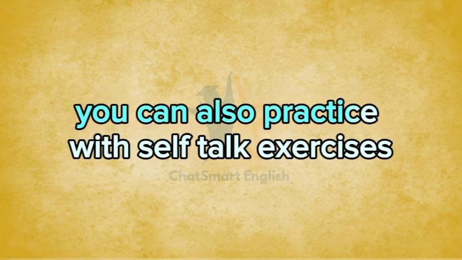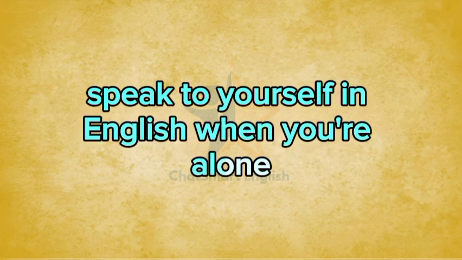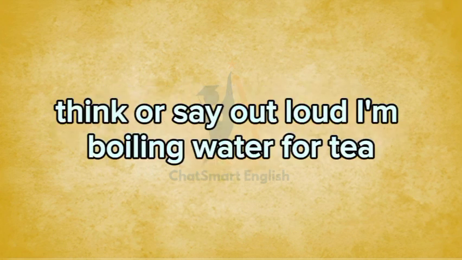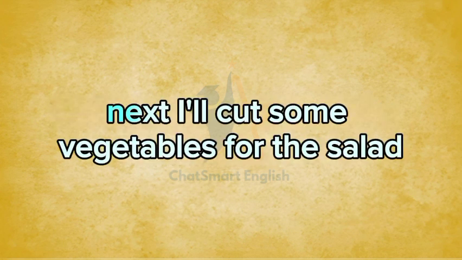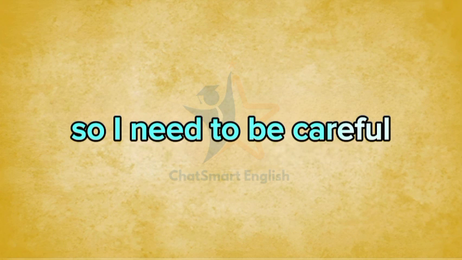You can also practice with self-talk exercises. Speak to yourself in English when you're alone. For instance, as you cook, think or say out loud, "I'm boiling water for tea." Next, "I'll cut some vegetables for the salad. This knife is really sharp, so I need to be careful."